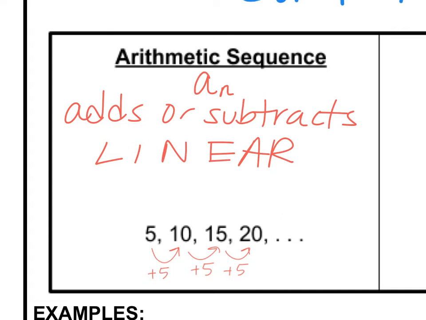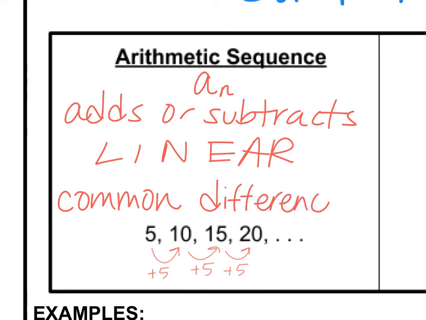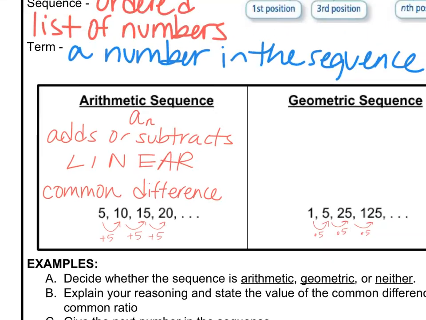And then we talked about this word last week. Today you're going to use it. Arithmetic sequences have a common difference because if you subtract any two numbers, it's going to give you the same amount every time. So 10 minus 5 is 5. 15 minus 10 is 5. That's arithmetic. Geometric, as you saw, multiplies, right?